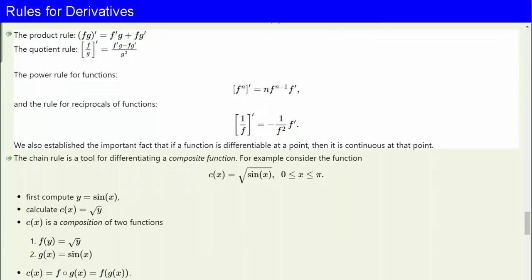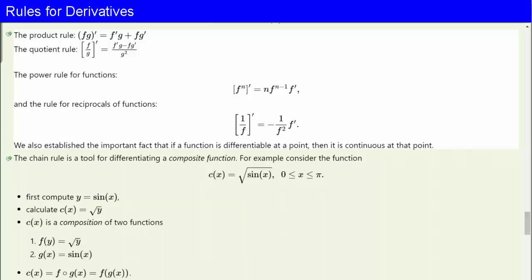To conclude, let us summarize our work in this lecture. We have developed the following computational rules for derivatives. The product rule, the derivative of fg is f prime g plus fg prime. The quotient rule, the derivative of f over g is the ratio f prime g minus fg prime divided by g squared.